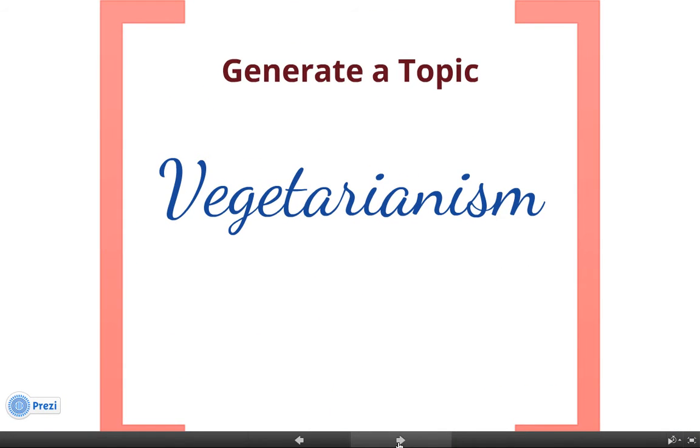So step 1, this is going to be a 3-step process, by the way, but step 1 is to generate a topic. This is something that you already did last week, and hopefully you've gotten a chance to start your research, and some of you I know have changed your topic based on your research, and that's a good thing. So what was your topic?